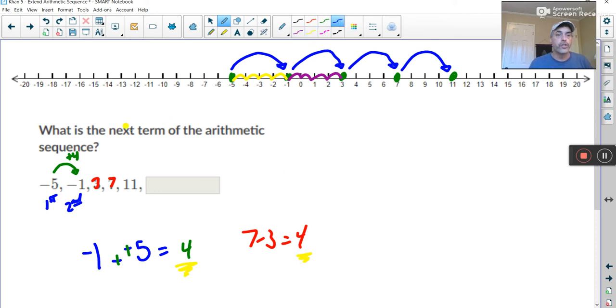Okay, now on to the question. What is the next term? Well, if I'm going to add 4 repeatedly, then 11 plus 4 should give me 15. That would be the answer that Khan Academy is looking for.